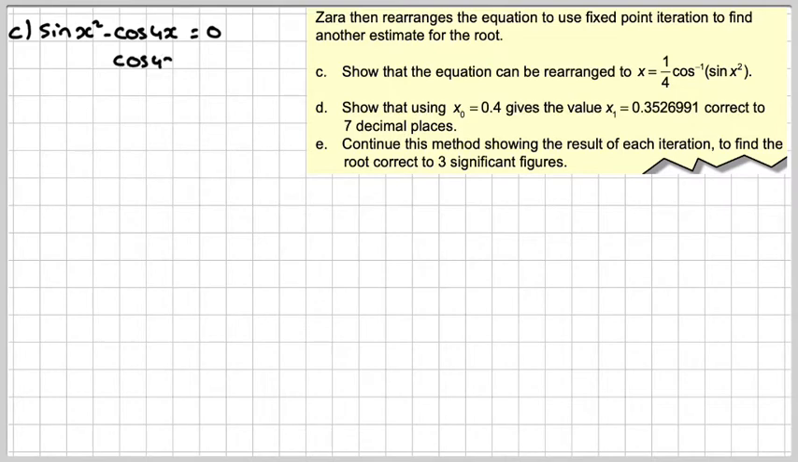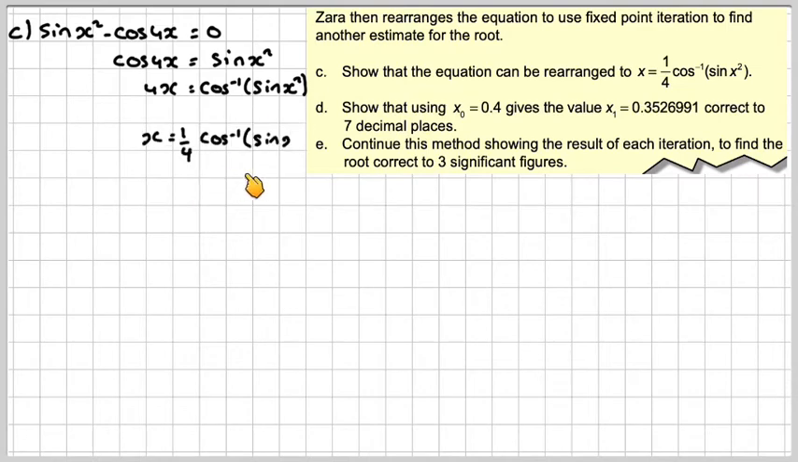Okay, so rearranging is quite straightforward. So it's cos 4x is equal to sine of x squared. So 4x will be cos to the minus 1 of sine of x squared. x will be a quarter cos to the minus 1 of sine of x squared. So, as required. Right, we now need to put 0.4 into there to get the value.